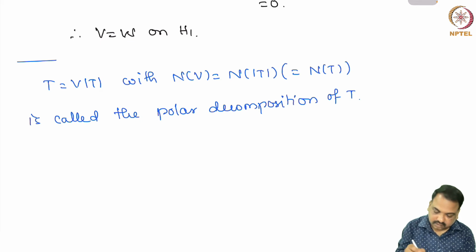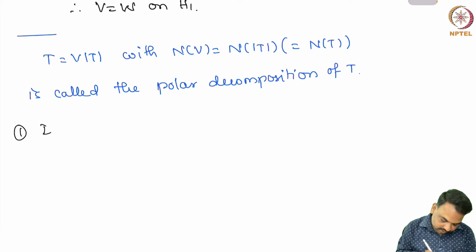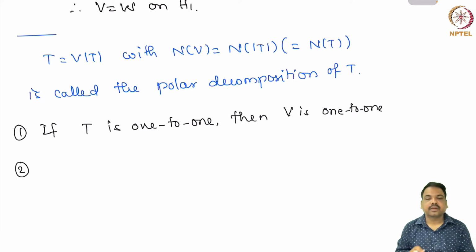Which is unique. So if T is 1 to 1, then V is also 1 to 1. Already V is a partial isometry, so it becomes isometry. If T is 1 to 1, V is 1 to 1. Okay.